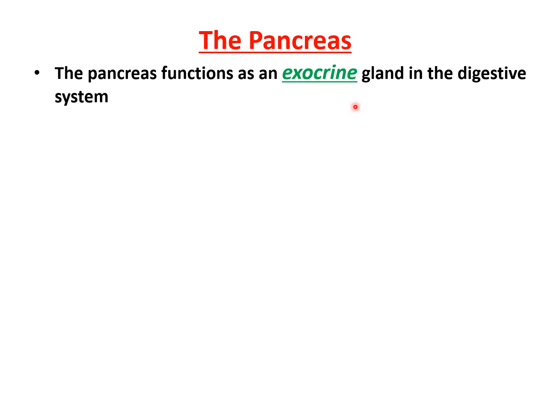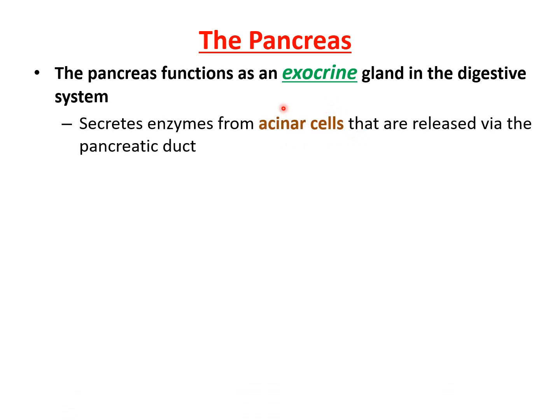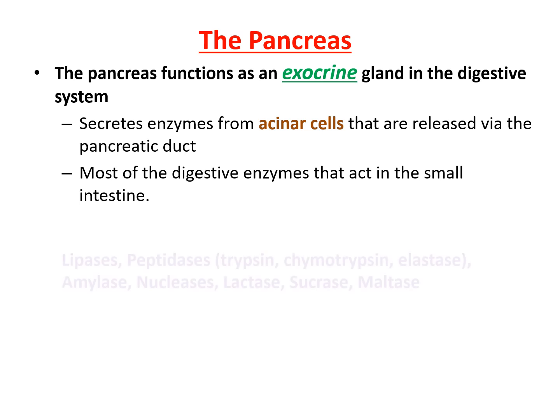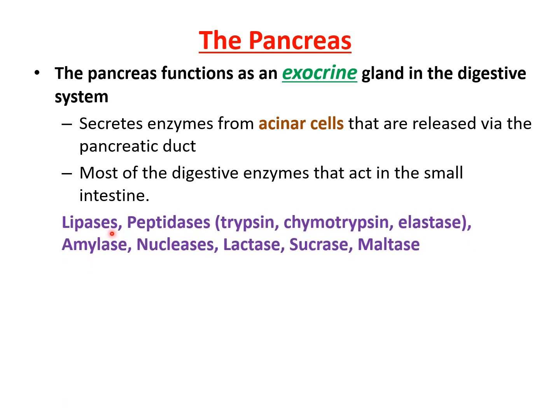Again, with the exocrine function, we're secreting enzymes and bicarbonate. The cells that secrete the enzymes are known as acinar cells. These are exocrine cells, and they're releasing the majority of the enzymes that we see in the digestive tract. With the exception of some enzymes in the stomach and in the saliva, almost all the rest of them are coming from these acinar cells. So we've seen these enzymes before. We have fat digesting enzymes, lipases, protein digesting enzymes, peptidases. That includes trypsin, chymotrypsin, and an enzyme called elastase.